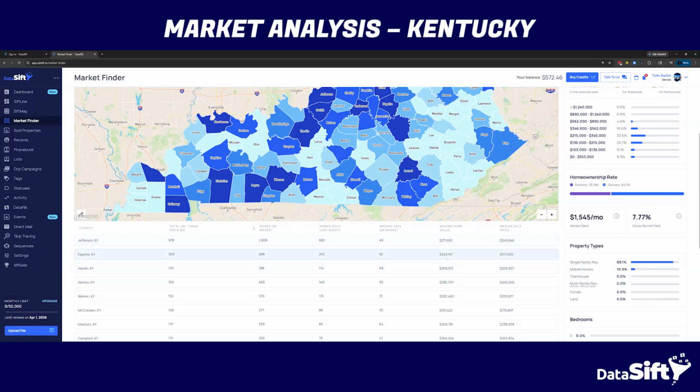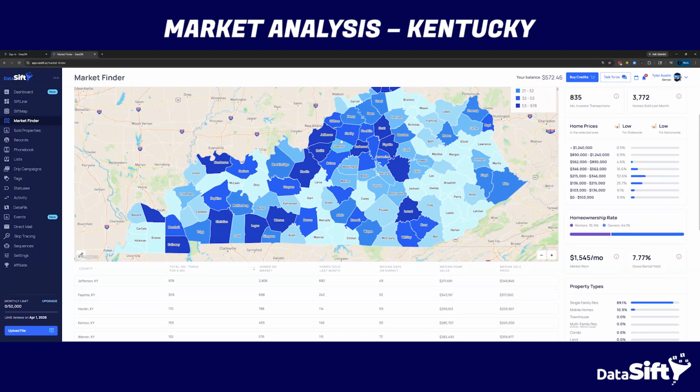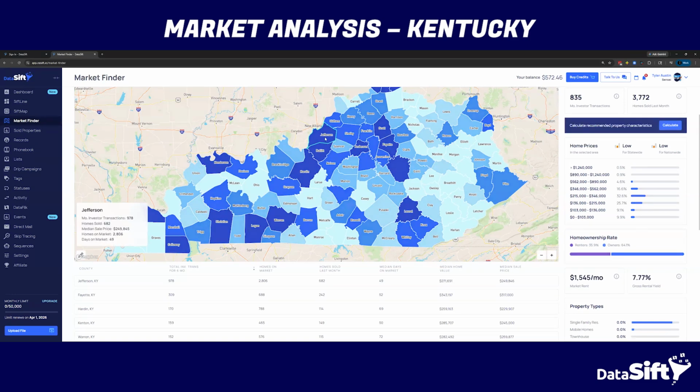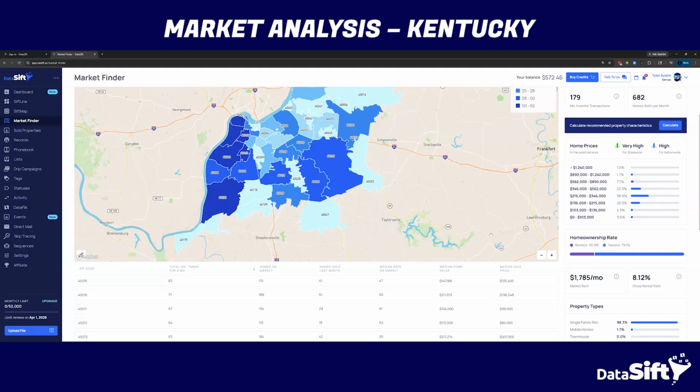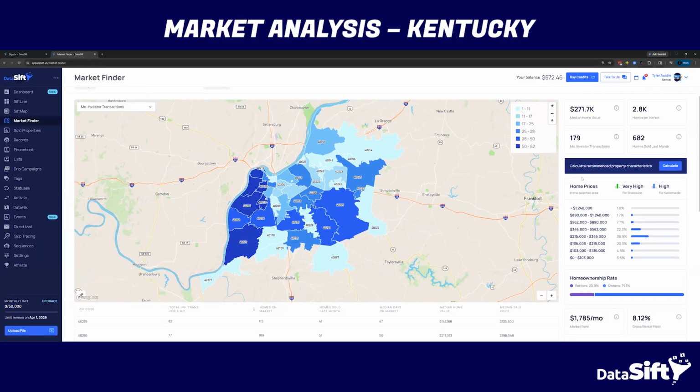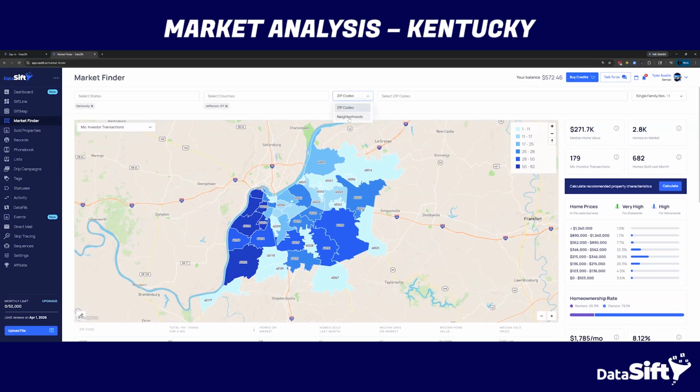Okay, so once we see that, I'm going to go ahead and choose Jefferson as my county. And that's then going to break this down, the same information, but we're going to be looking at it from the county level. And we're seeing it at the county level with zip codes as the priority right now. We can change it to neighborhoods here, but we're not going to do that quite yet.